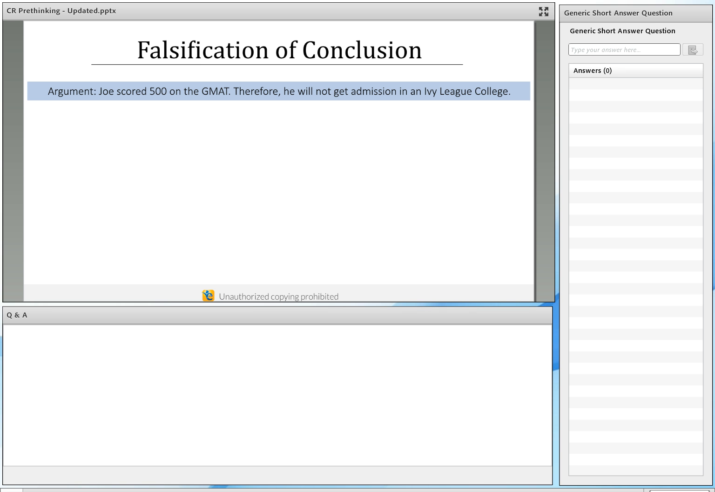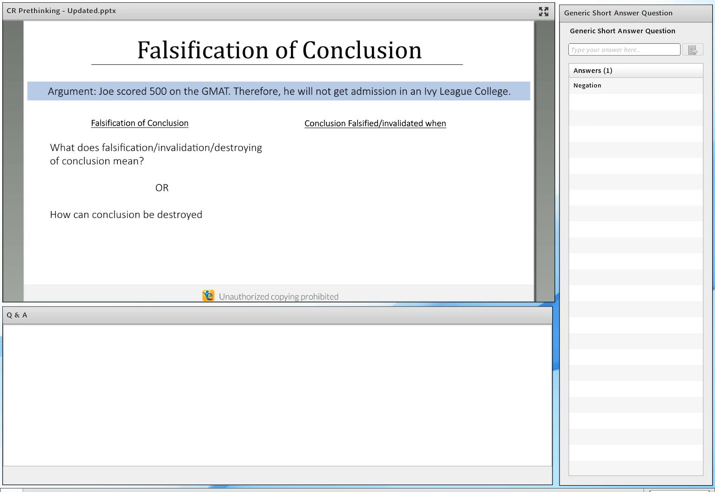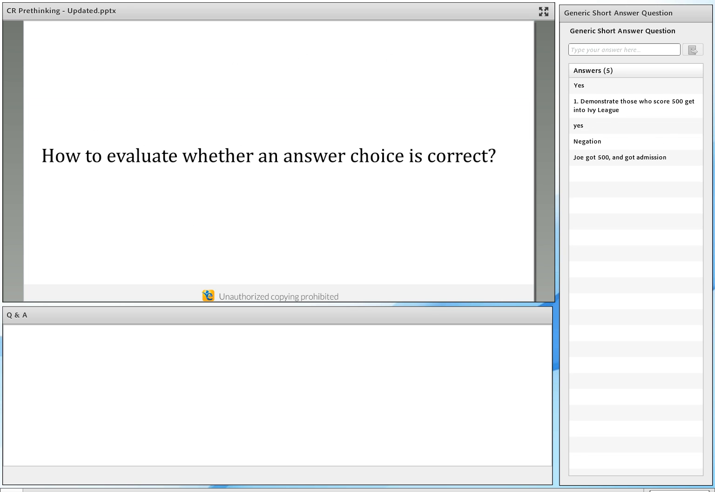Let me just clear the responses here. So, same argument, Joe scored 500 on the GMAT. Okay. So what is falsification or invalidating the conclusion? How can you destroy this conclusion that therefore he will not get admission into an Ivy League college? You'll destroy this conclusion if Joe gets admission into an Ivy League college with a score of 500. Can everyone see this? Yeah, Joe got 500 and got admission into an Ivy League college, right? That's what we call destruction of a conclusion.